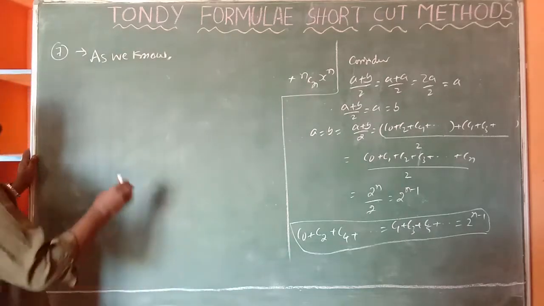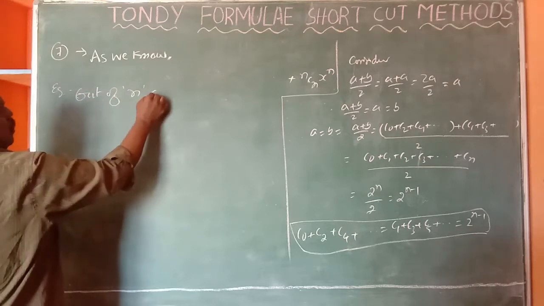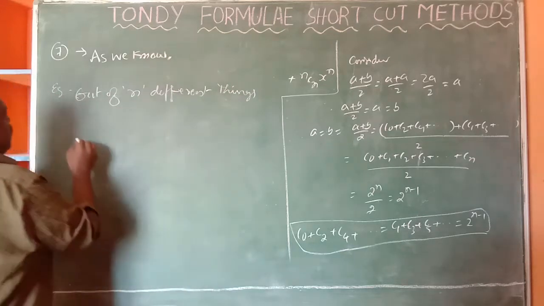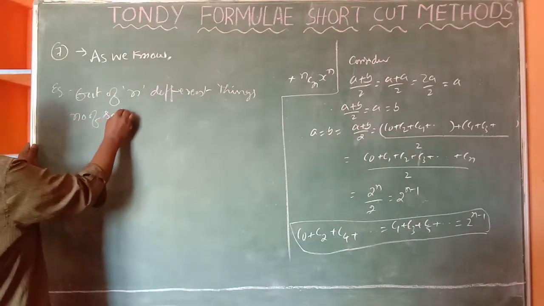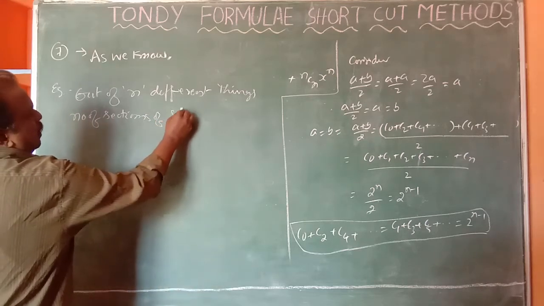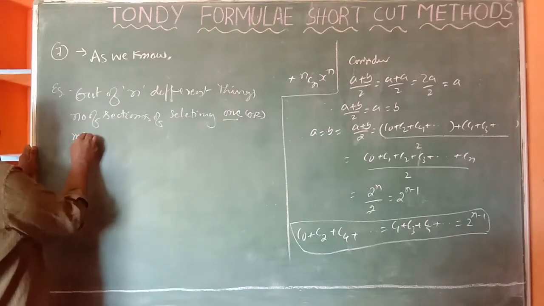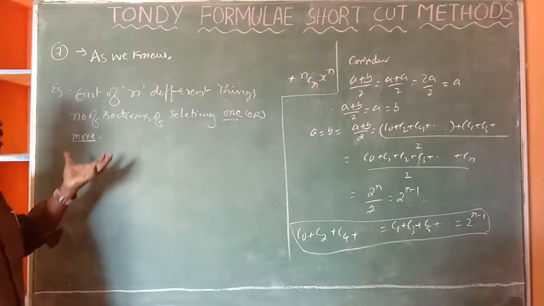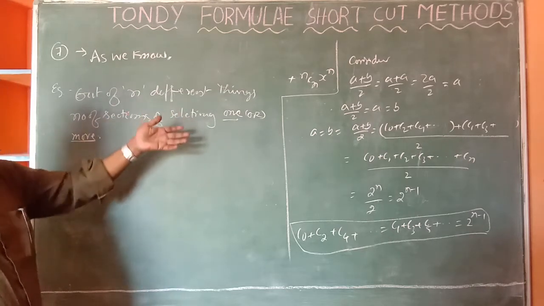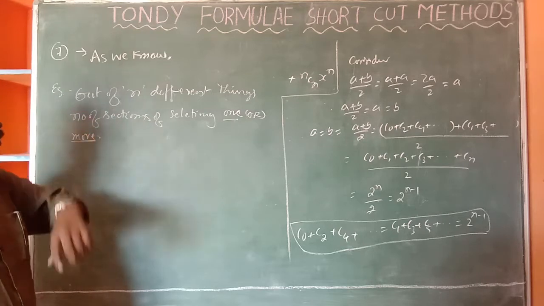You see, out of n different things, the number of selections of selecting one or more. There are n different things. We are selecting one thing or otherwise more, or means 2 things or 3 things or 4 things, up to n things also. Then what is the number of selections? This is the question.